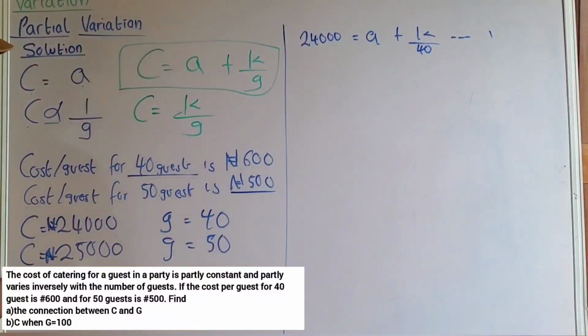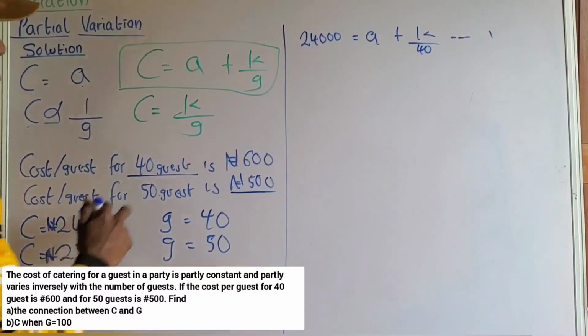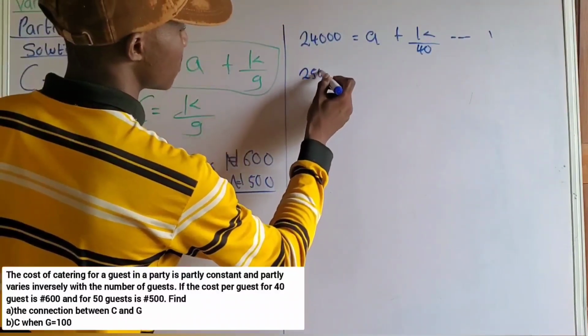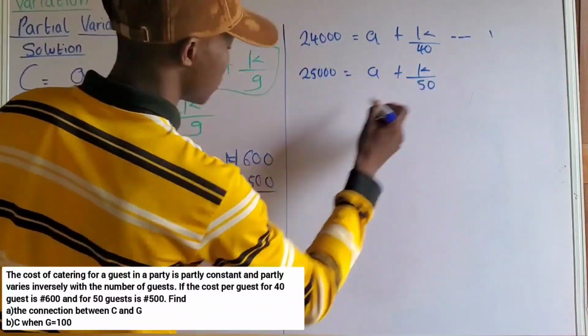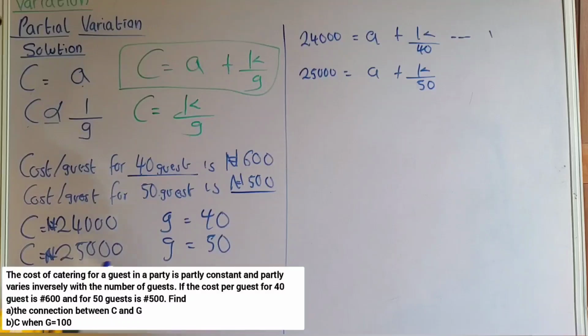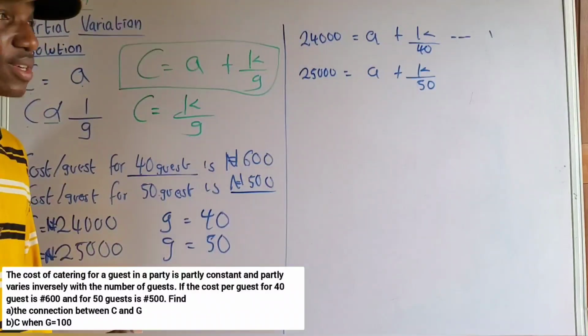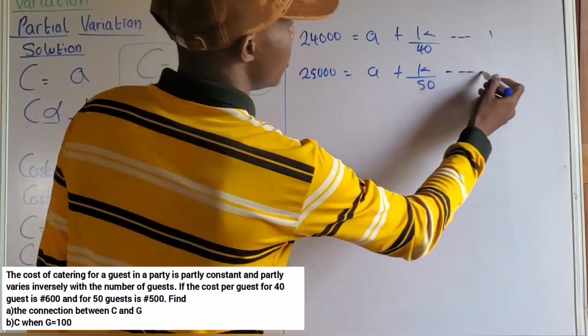Now, when the cost is 25,000 naira, I'm going to have 25,000 naira equals a plus k over 50, because when the cost is 25,000 naira, the g is what? The guest is 50. Are you getting it? So call this one equation 2.